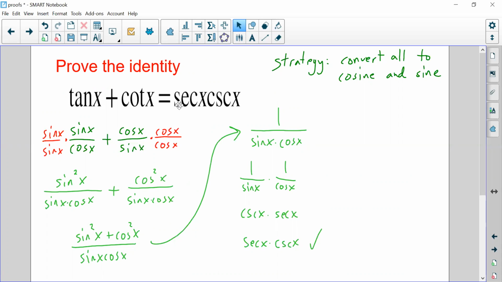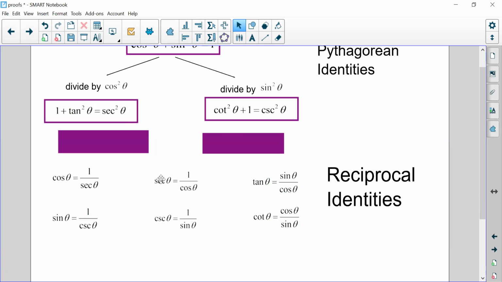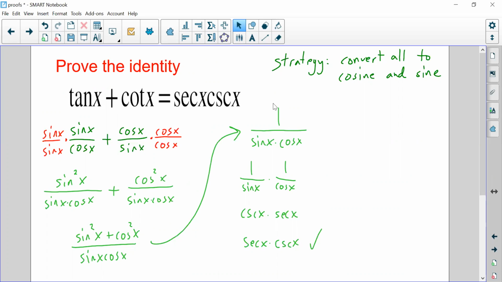Well, I know I want a secant and a cosecant, and I go back to this. I know that secant is 1 over cosine. Cosecant is 1 over sine, and that's what I've got. I've got 1 over cosine. I've got 1 over sine. I can split them up into two fractions that are now being multiplied to each other. And then I can switch these two around because multiplication is commutative.